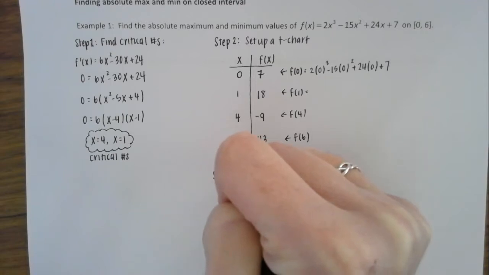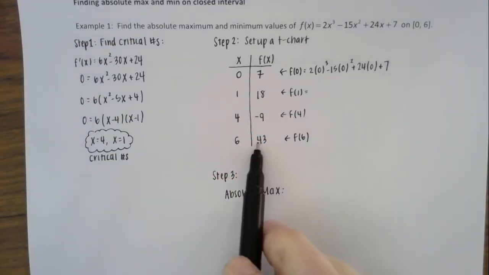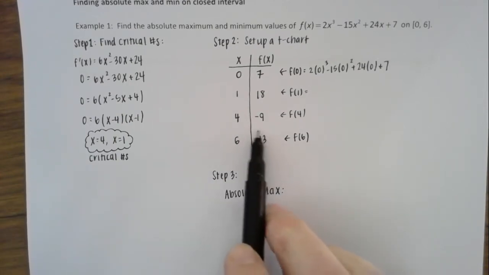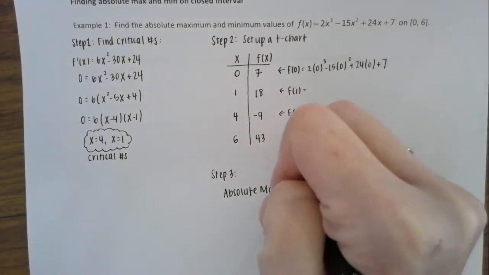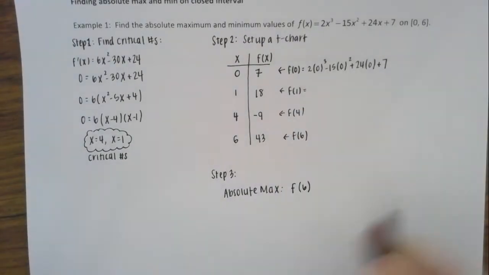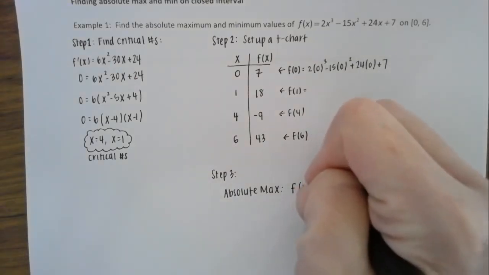So here, my absolute maximum is going to happen at the largest value. And that's going to be at this 43. And I'm going to write this using the notation that we talked about back on day one when we started talking about absolute maxes and mins. So I'm going to say my absolute maximum is f of the x value of 6 is equal to 43.